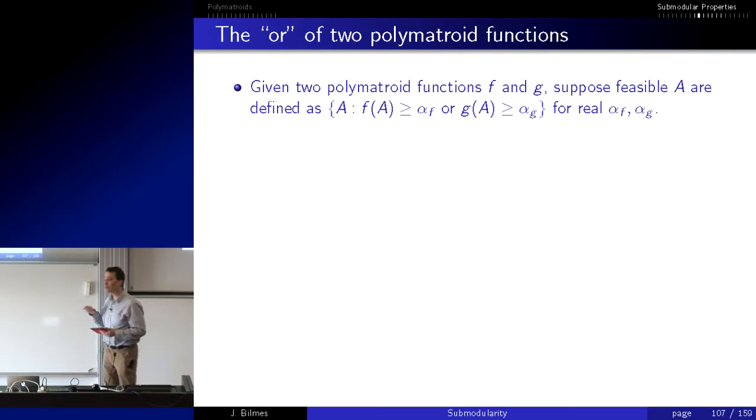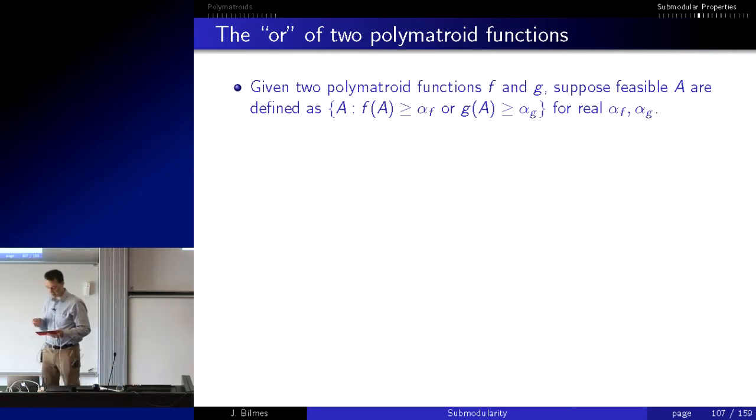Now here's an interesting one. There's the notion of an OR of two submodular functions. Suppose you have two submodular functions, f and g, and you want to define a set of feasible sets A such that either f is greater than some coefficient alpha f, or g is greater than some coefficient alpha g, for any non-negative coefficients alpha f and alpha g.